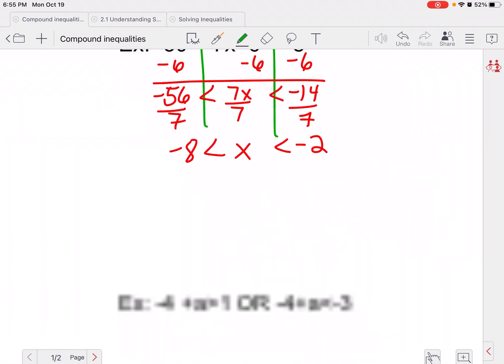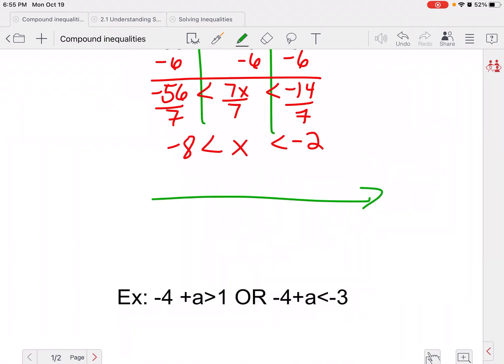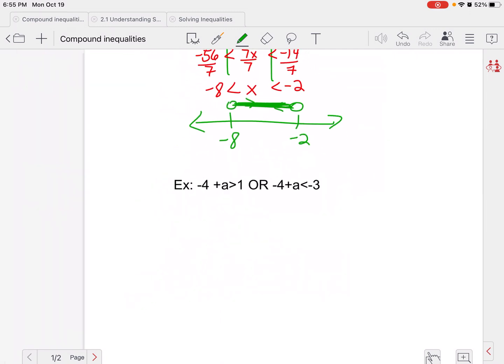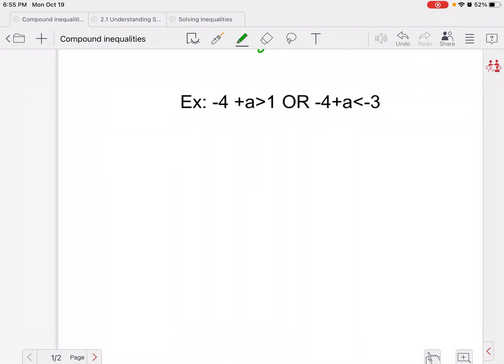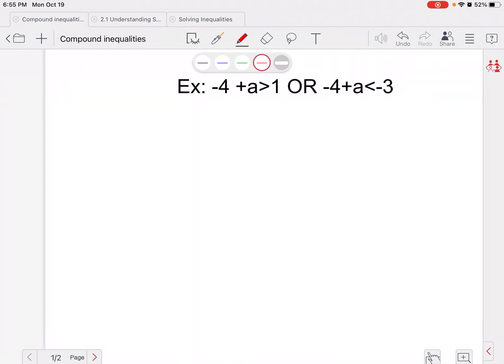And again, we're going to draw that. Okay, so we have -8 and -2, and they both have open circles today. And x is bigger than -8 and less than -2, so therefore we're going to highlight in the middle. Okay, all right, let's get another one here. Now this one's a little different. This is an or statement.